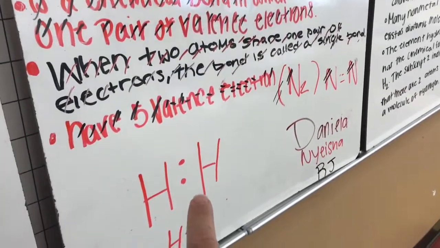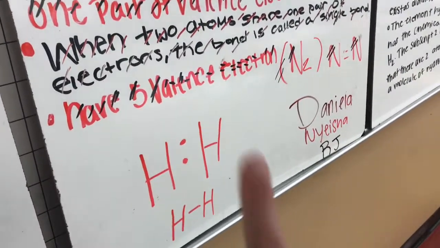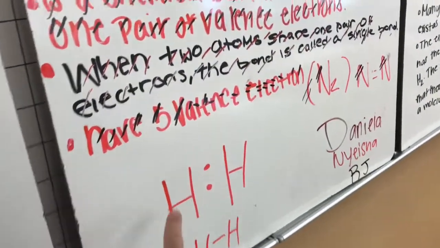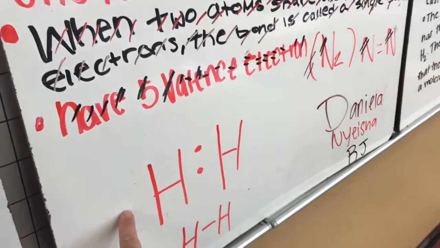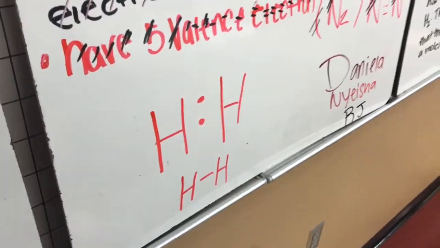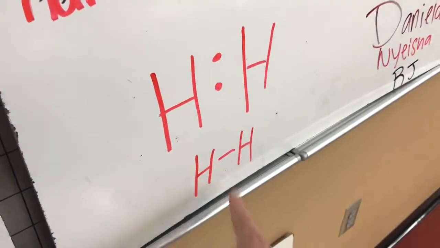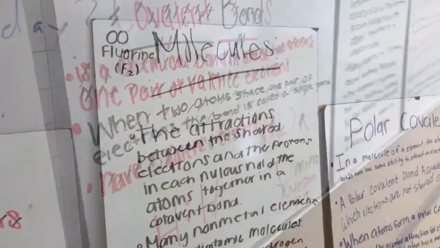What about hydrogen? How many valence electrons does hydrogen have? 5. 2. Okay, this hydrogen has how many? They're sharing, remember? This hydrogen has how many? 1, and this hydrogen has how many? 1. So when they share, they now have 2. And what kind of bond do they make? Single bond. Very good.